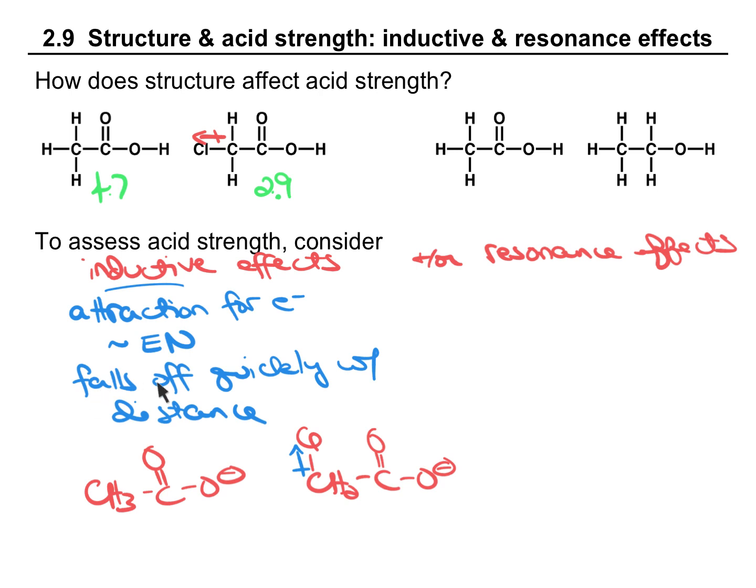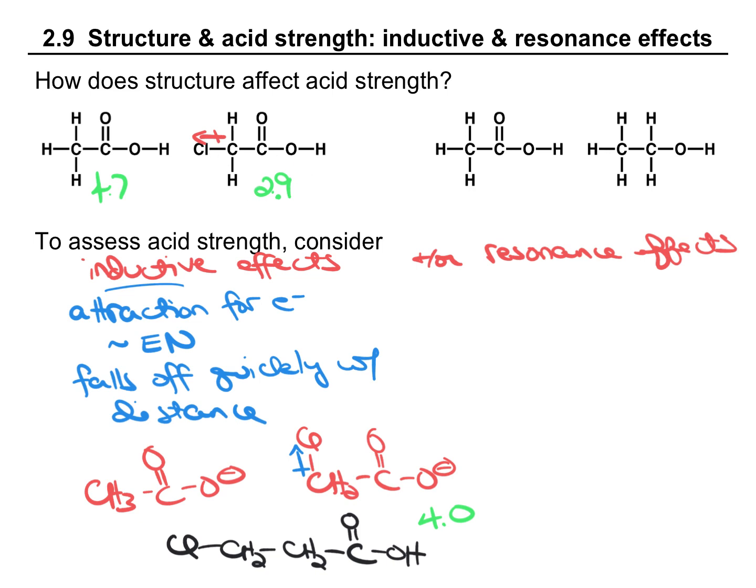Now, what does this mean that it falls off quickly with distance? Well, let's say we were looking instead at, here's our C double bond O, OH. If this was a CH2 and this was a CH2, and this is where the chlorine is connected. So instead of being on the carbon directly connected to the acid, if it's on a carbon that's connected to a carbon that's connected to the acid, this is going to have a smaller impact on the acidity of this hydrogen. So this one has a pKa of 4.0. So more acidic than this one, but not nearly as acidic as this one.